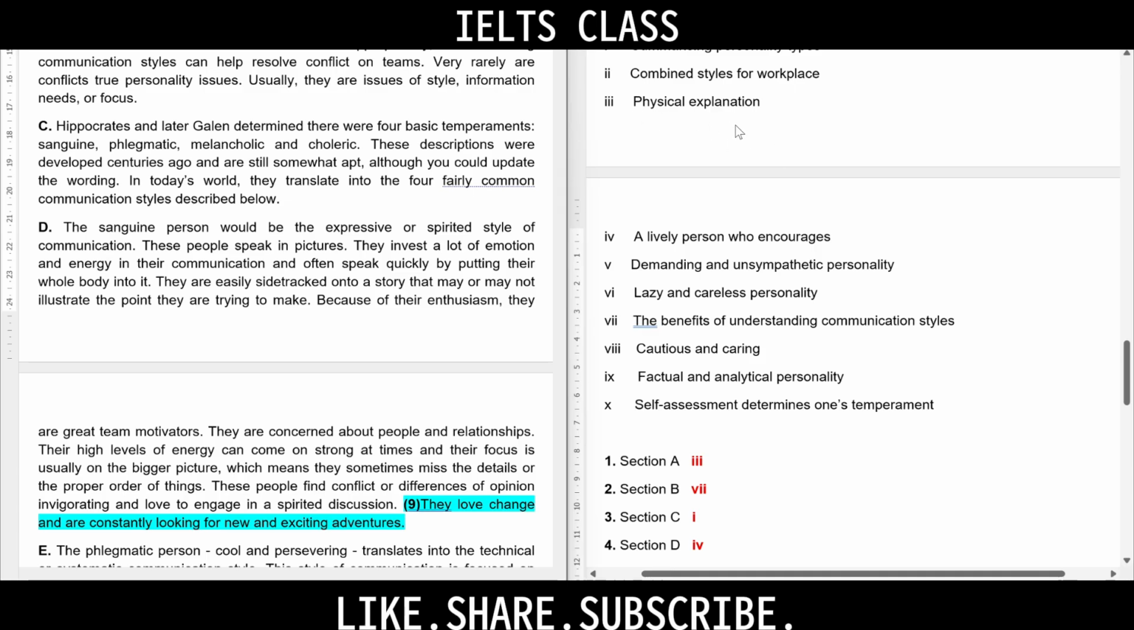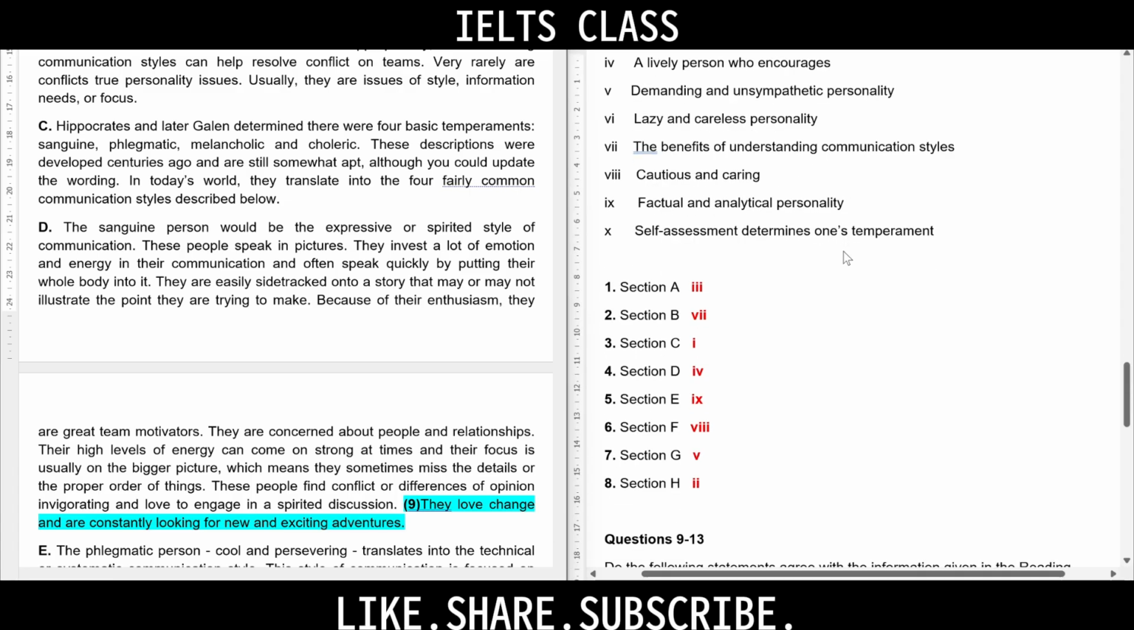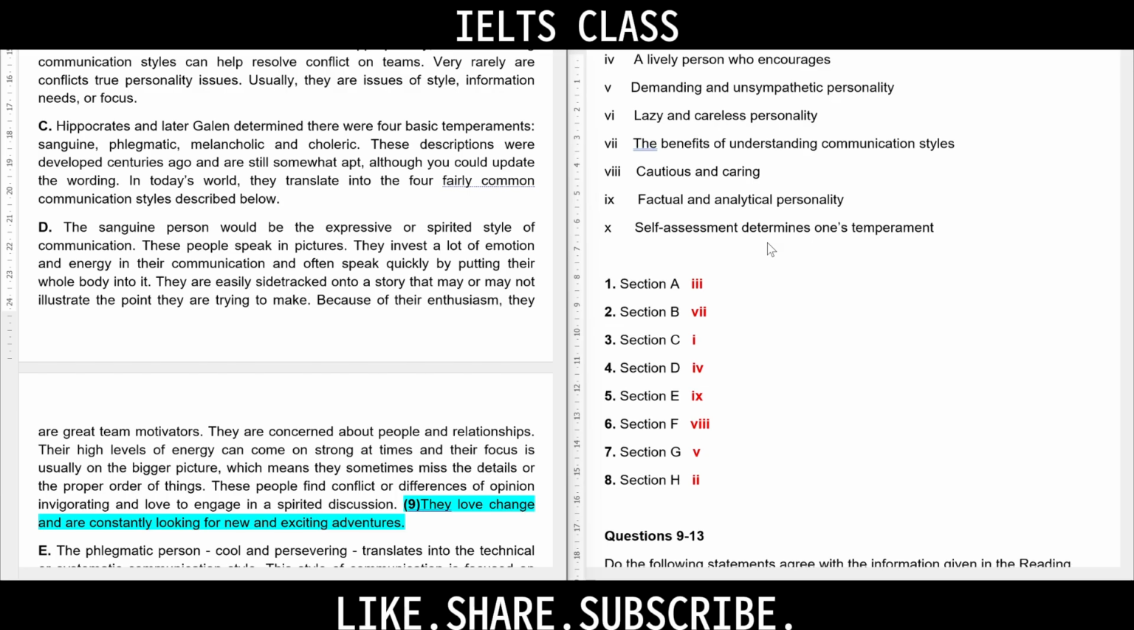Again, physical explanation, no. Lively person, they have not talked about it. Demanding and unsympathetic personality, no. Lazy and careless personality, no. The benefits of understanding communication style, they have not talked about it in this paragraph. Cautious and caring personality, no. Factual and analytical personality, no. Self assessment determines one's temperament. This is in fact false. Now we know that because they said values in self assessment determines one's temperament. So this would not be the heading of any paragraph, according to me, unless let's see what happens in other paragraphs.